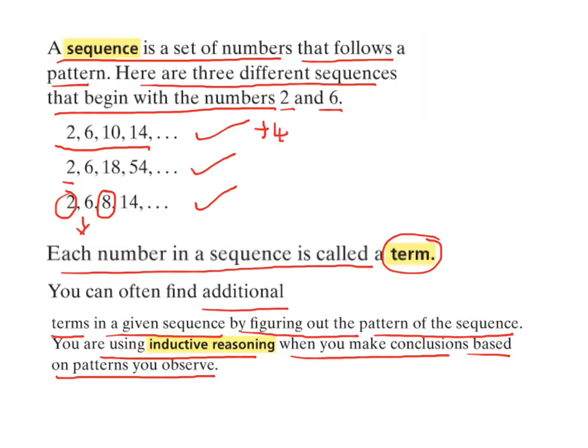So can we conclude what will be the next term after 14? It's going to be 18. And what will be the next term after 18? Plus 4. So it's going to be 22. So when we use our reasoning to conclude the next term based upon a pattern, we are using inductive reasoning.